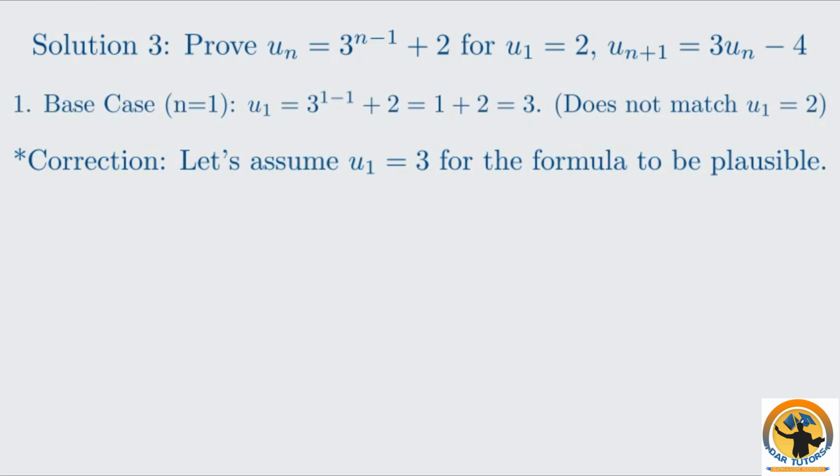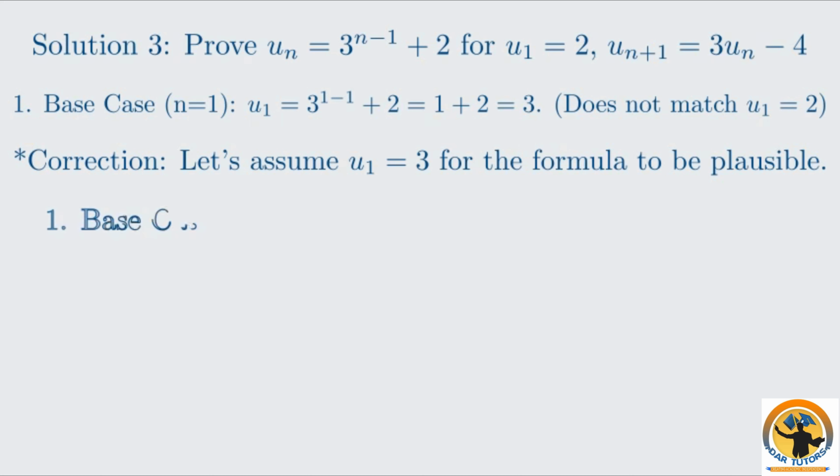Let's re-examine the problem. If u_1 equals 2, then u_2 equals 3 times 2 minus 4, which is 2. It seems this is a constant sequence where u_n equals 2 for all n. The proposed formula u_n equals 3 to the n minus 1 plus 2 is incorrect. This highlights the importance of checking the base case carefully.